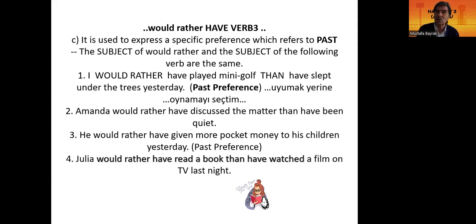He would rather have given more pocket money to his children yesterday. Yes. Past preference. Julia would rather have read a book than have watched a film on TV last night. With would rather. But of course, with prefer, for example, Julia preferred reading a book to watching a film yesterday. It is also possible. Okay.